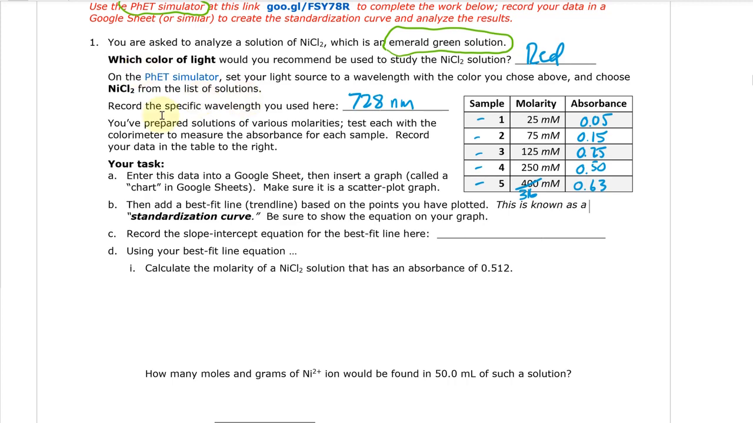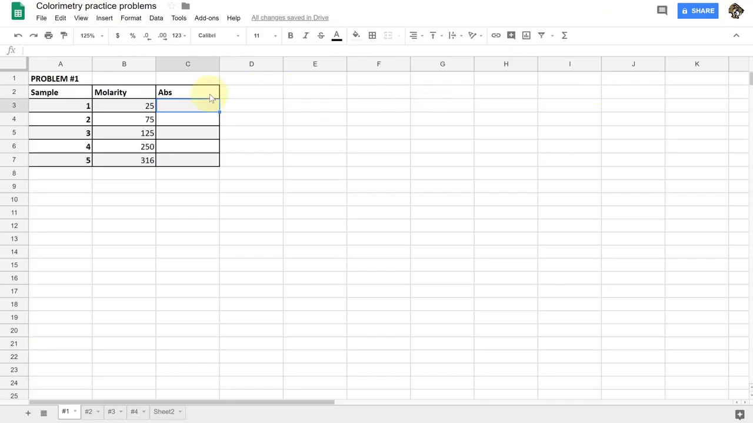Okay. So our second column here, or our last column in the table, was absorbance. In my little table here, you'll see it labeled ABS. That's kind of a typical way of abbreviating absorbance. So if you see ABS, that's probably what it's talking about.